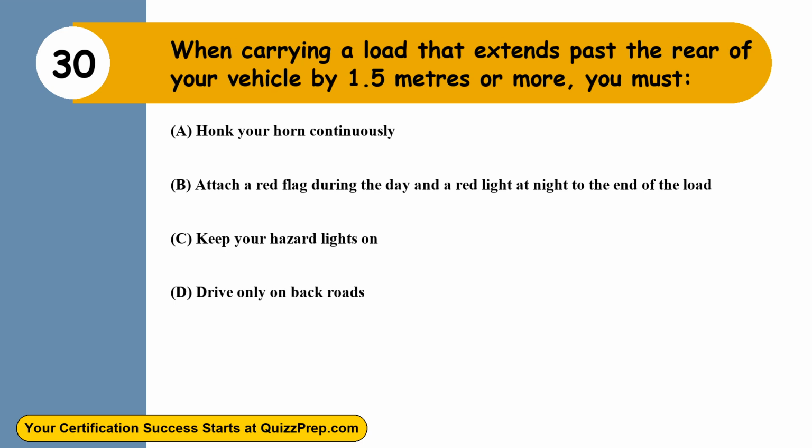Question 30. When carrying a load that extends past the rear of your vehicle by 1.5 meters or more, you must: Option A, honk your horn continuously. Option B, attach a red flag during the day and a red light at night to the end of the load. Option C, keep your hazard lights on. Option D, drive only on back roads. The correct answer is option B.